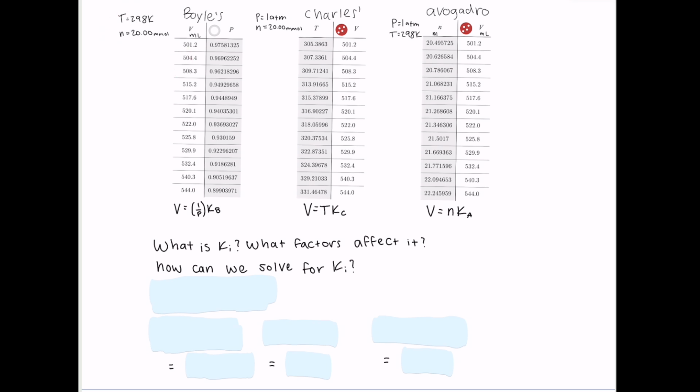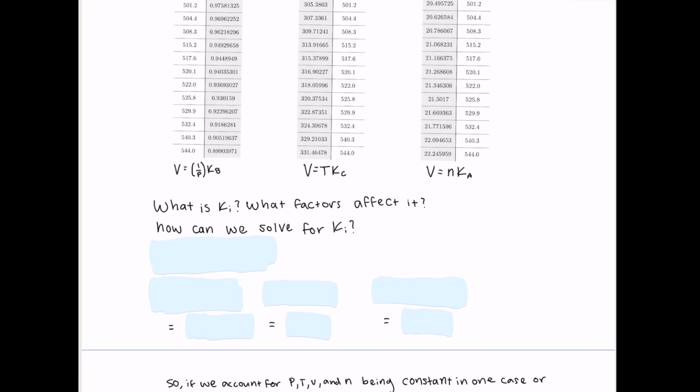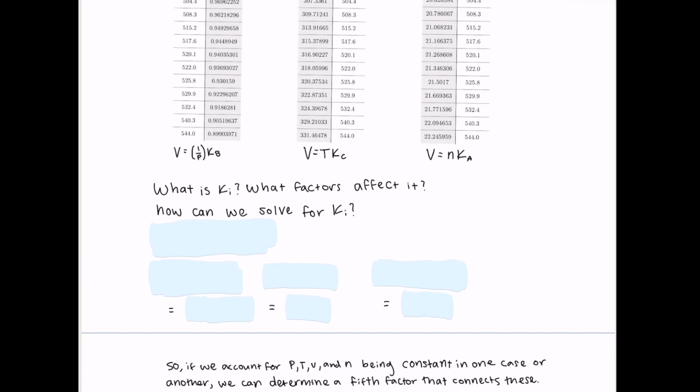So for Boyle's, temperature and mole amount were held constant. For Charles, pressure and mole amount were held constant. And for Avogadro, pressure and temperature were held constant. So those are going to factor into that K_A, K_B, K_C, and kind of the difference between them will be those constant factors. So how can we solve for this value? We can see that this is basically in the y equals mx linear form, and that's how it fits to our data points. So we can just solve it like we're solving for the slope.